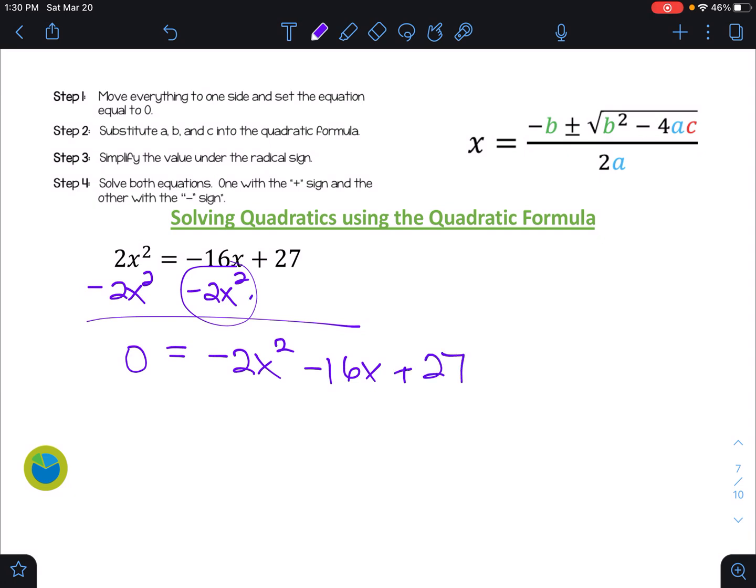I can't put these together with either of these because they're not like terms, but I want them in order from highest degree to lowest degree. So that starts with the squared term and then I work my way down. Then it would be in standard form. And now this is A, this is B, this is C. So take your time with that. If you wanted to move these to the other side and go from there, you'll end up with the same answer. So however you want to do that. And then just apply the quadratic formula.